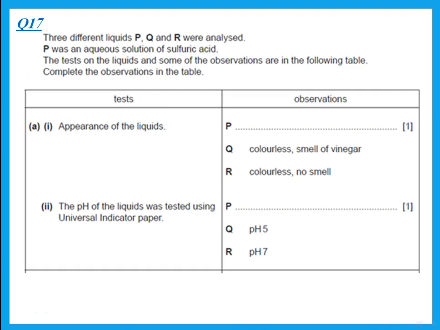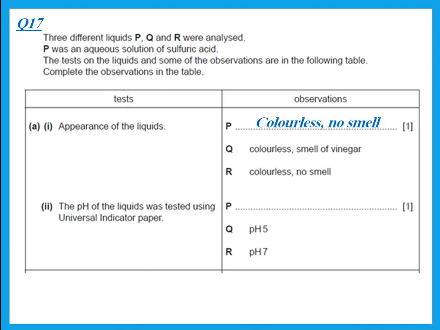Okay, let's look at this next question. It says 3 different liquids, P, Q and R, were analyzed. P was an aqueous solution of sulfuric acid. If we say that P was sulfuric acid, what is the appearance of P? Remember that all acids are what? All acids are colorless solutions.